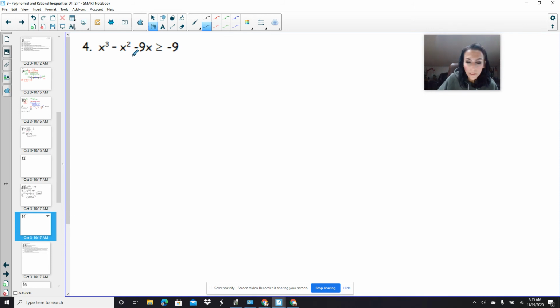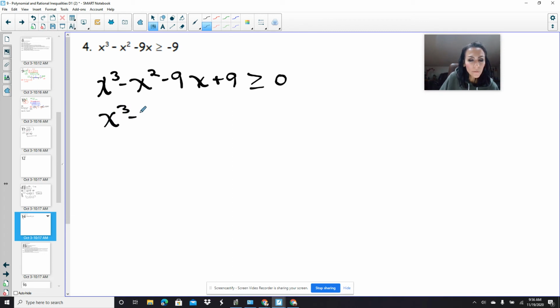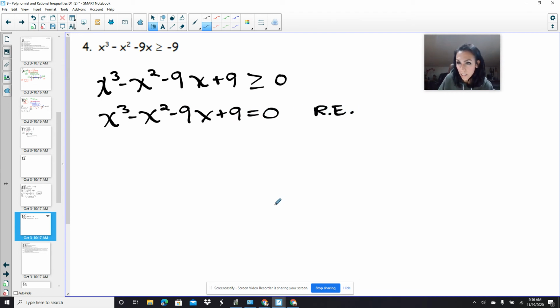Okay, this one doesn't have the key handy, so I'm going to work through it with you. So first thing I'm going to do is relate to 0. The second step is to write a related equation. I put RE there to indicate that's what I just did, wrote a related equation. Here we have 4 terms, so we're going to factor by grouping.